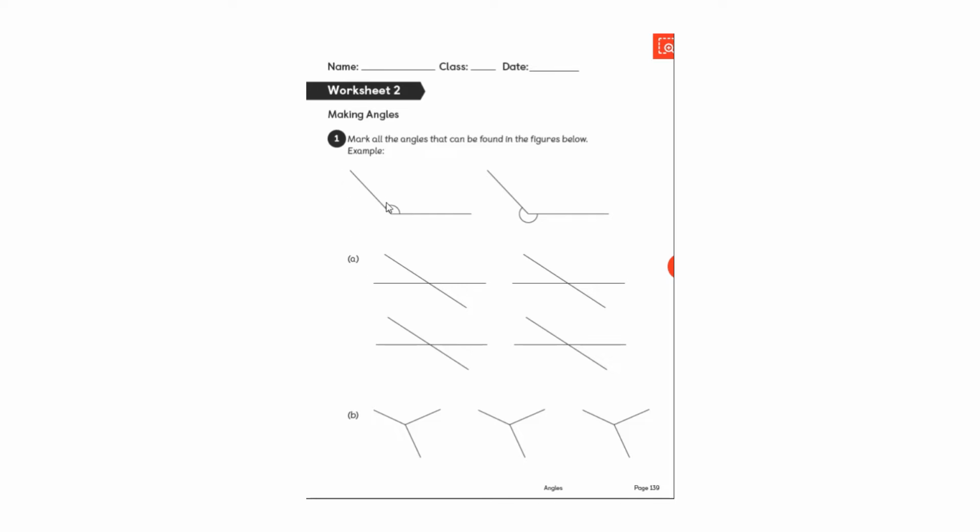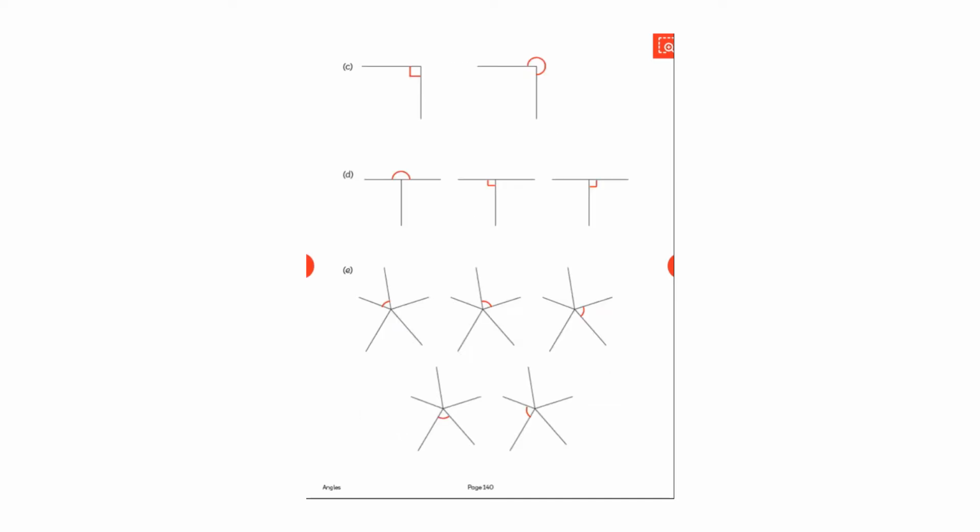Remember, when two straight lines meet at a point, they form an angle. Figure A had 4 angles. Figure B has got 3 angles. Then if we turn the page, Figure C has got 2 angles, Figure D has got 3 angles, and Figure E has got 5 angles.